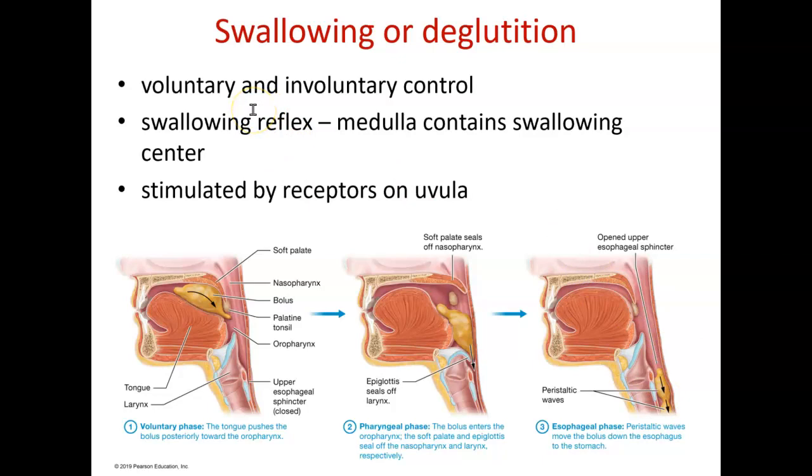So this wraps up the first part of our GI tract organs, where we go through the mouth, the pharynx, and the esophagus.